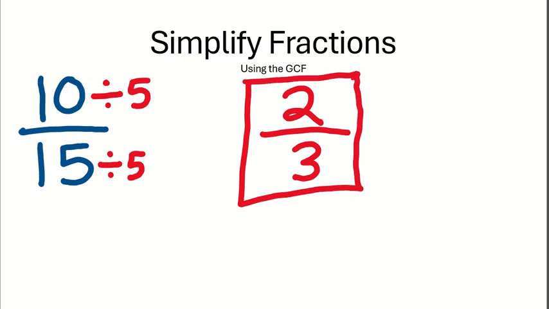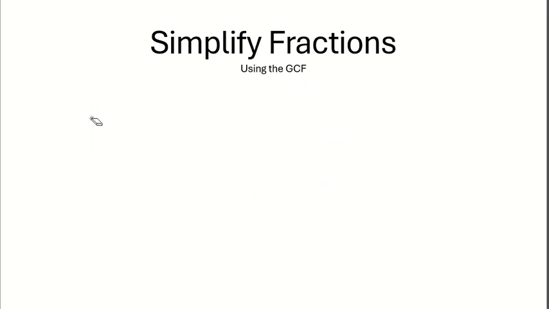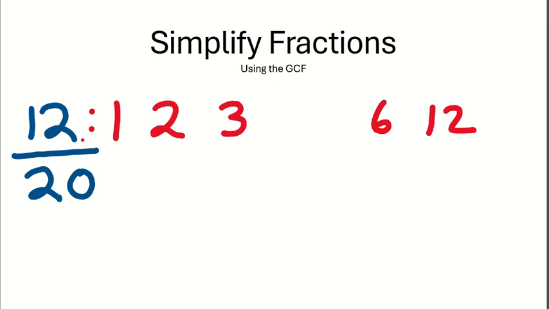Let's do another one. What if I have a fraction like this? Let's say I've got 12/20. Once again, to simplify this, all I need to do is list the factor pairs and find the GCF, and that'll really help me. So let's do that with 12 first. 1 times 12 is 12. 2 times 6 is 12. And then, of course, 3 times 4 is 12.